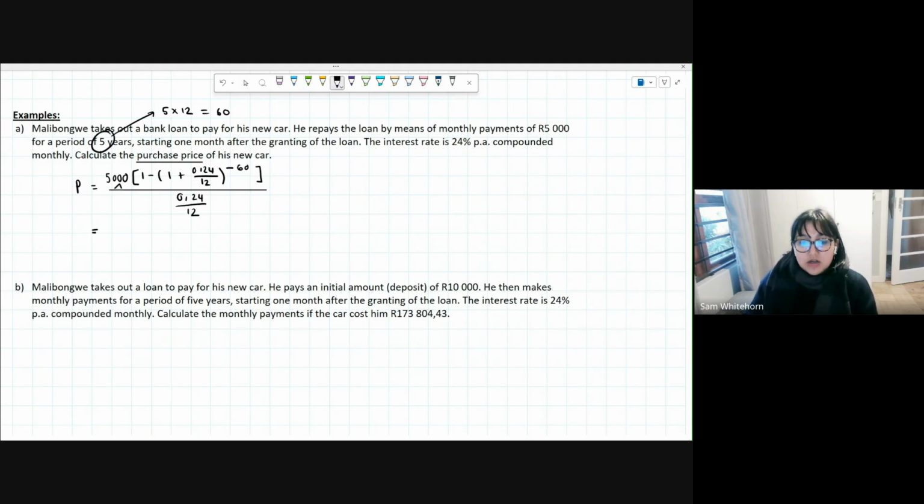All right, and then we just chuck that into our calculator, and we get that the purchase price of this car, so the loan he would have had to take out, is 173,804 Rand 43 cents.